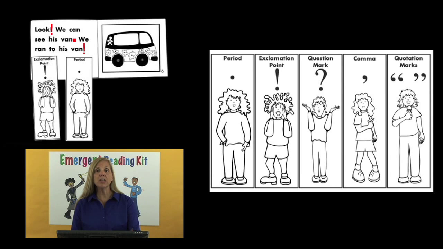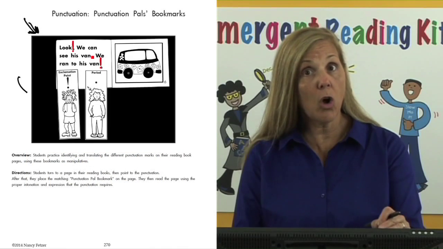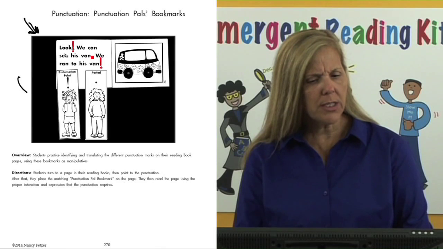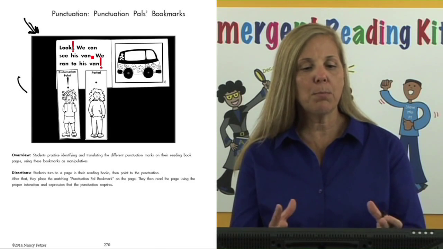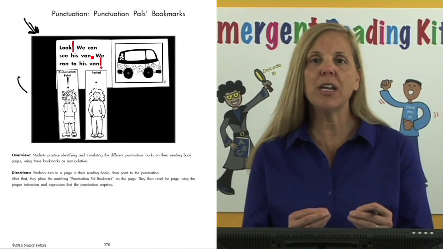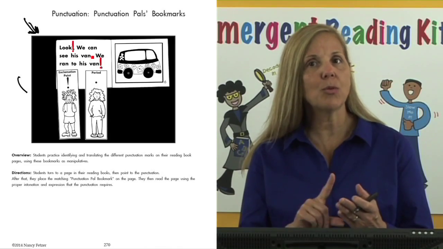Then go back and read the page, making sure that they read the page using the punctuation so they read it how the author intended them to read it. Look! We can see his van. We ran to his van. This activity provides students with the awareness of punctuation so that they read with the proper intonation and expression that the punctuation requires.